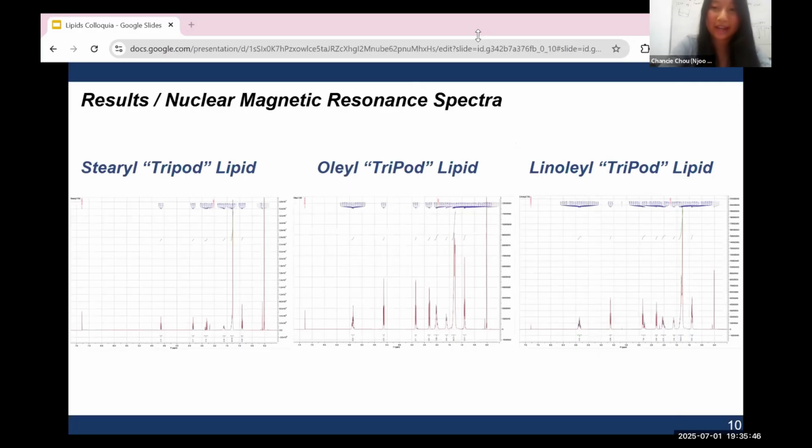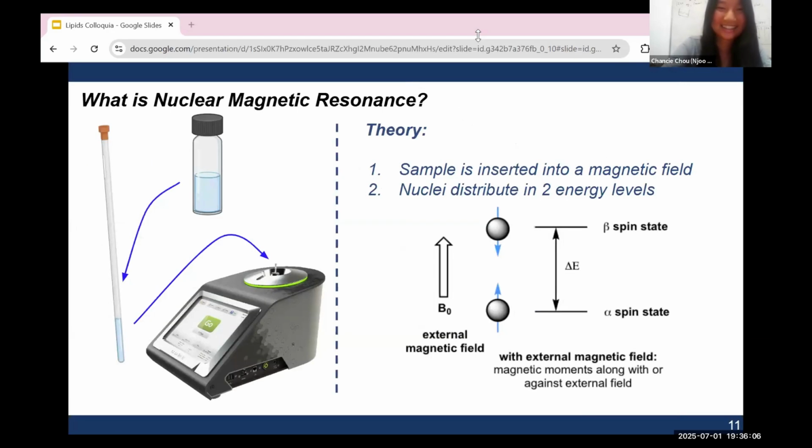So the way that we are figuring out if we actually made the right lipids is through an analytical technique called nuclear magnetic resonance. So above is our spectra for stearoyl, oleoyl, and linoleoyl tripod lipids. And if you don't understand how to read these graphs, don't worry, because we're about to explain how it works. In order to analyze the NMRs, you have to first understand the theory behind it. Essentially, when you're putting your compound into your NMR tube and then inserting it into the NMR machine, you're putting it into a magnetic field.